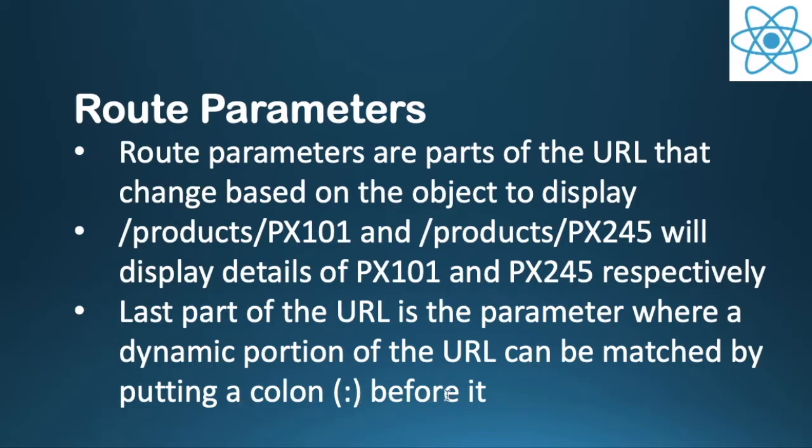So that's the purpose of route parameters, that we can now dynamically match it. Otherwise, in our earlier model, we'll need to create so many routes. So now we can just do dynamic matching. So it gives us a lot of advantage.